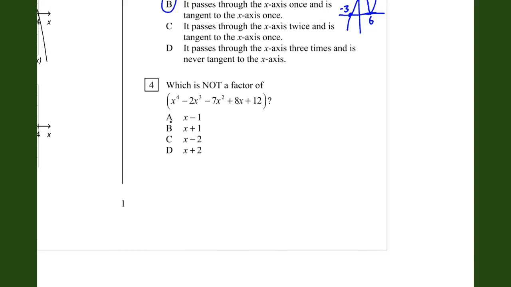So we can do this a number of ways, but synthetic division is probably the fastest. Okay, so using synthetic division, let's see here, and we want a remainder of 0.